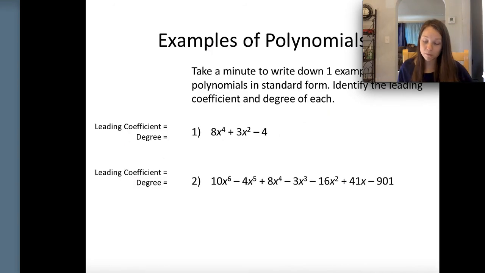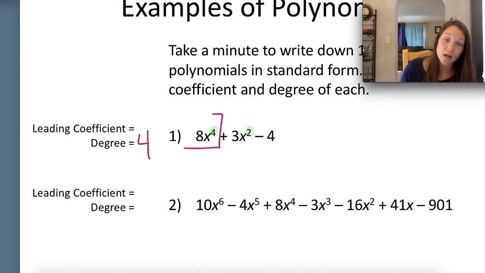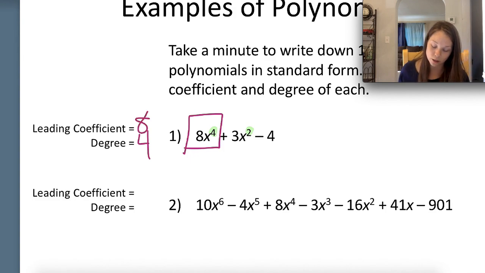So some examples of polynomials. In number 1, we have 8x to the power of 4 plus 3x squared minus 4. Well, first let's identify what the degree is and then use that to identify the leading coefficient. I have exponents of 4 and 2. Well, 4 is larger than 2, so that means my degree is 4. The number in front of that variable is an 8, so that's our leading coefficient.